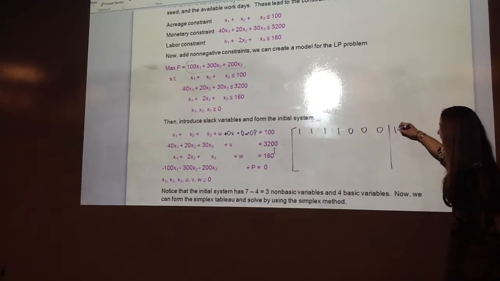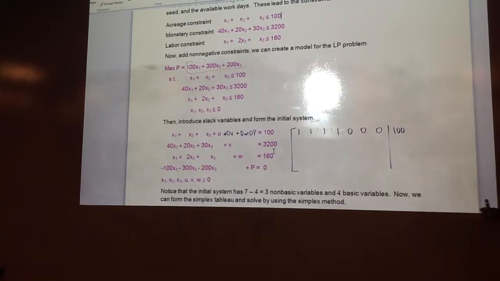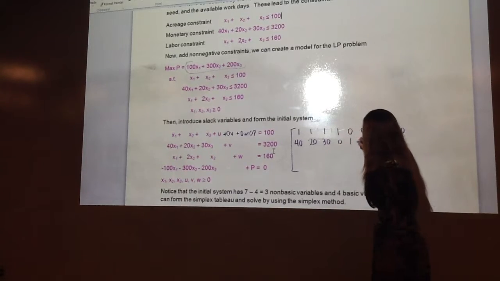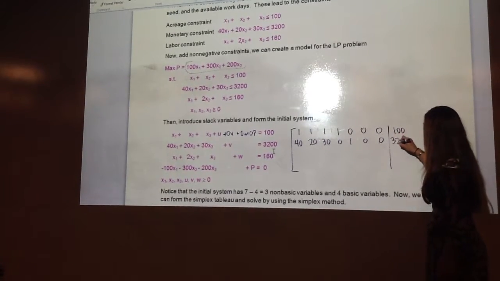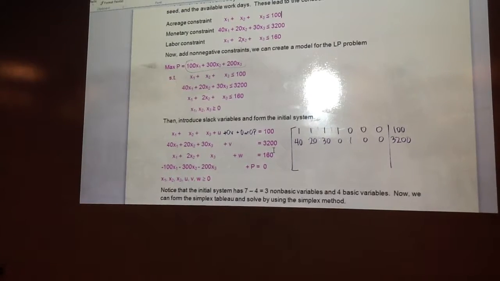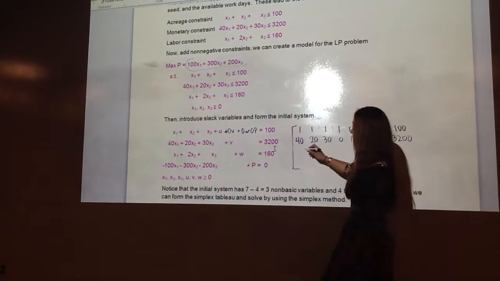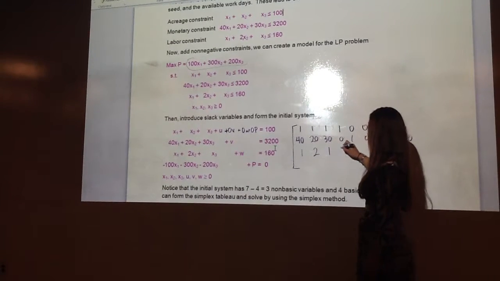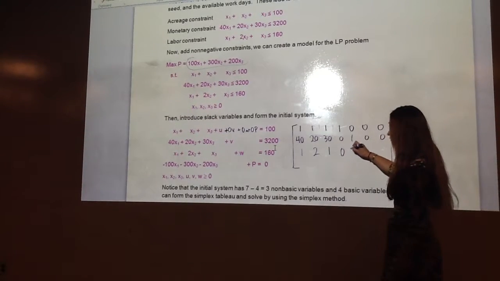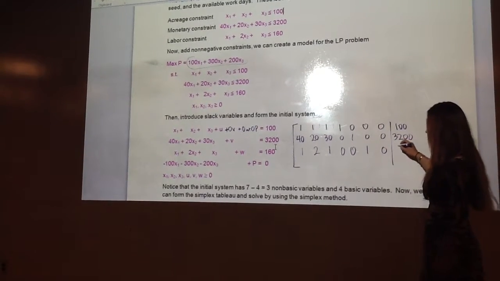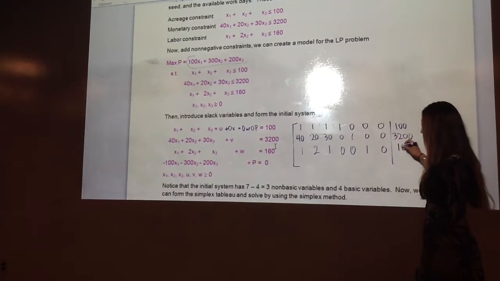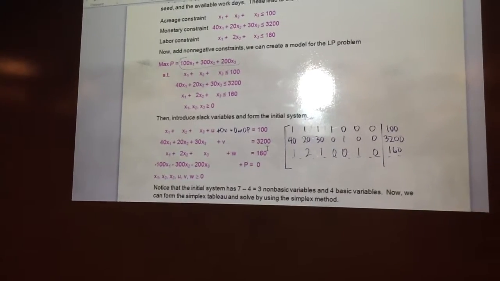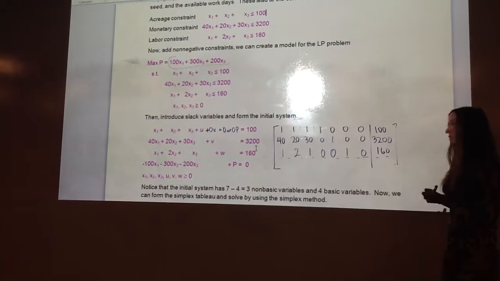And then 100. Right. Rodrigo, what would row 2 look like? 4, 20, 30, 0, 1, 0, 0, 32. Fantastic. And Alfonso, row 3? 1, 2, 1, 0, 0, 1, 0, and 6, 160. Very good. And then we generally draw a dashed line to separate our constraints from the objective function representation.